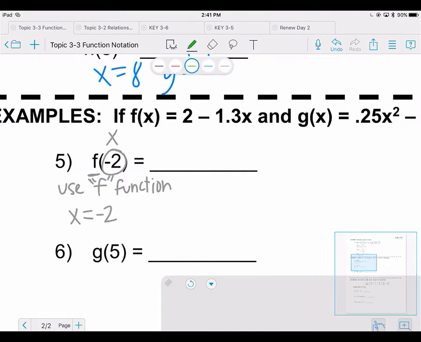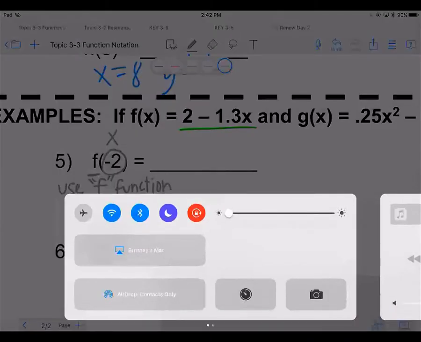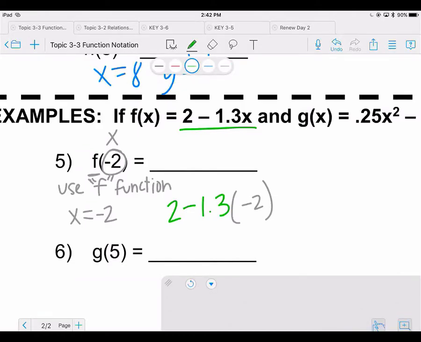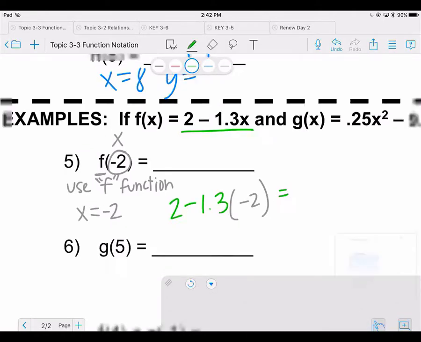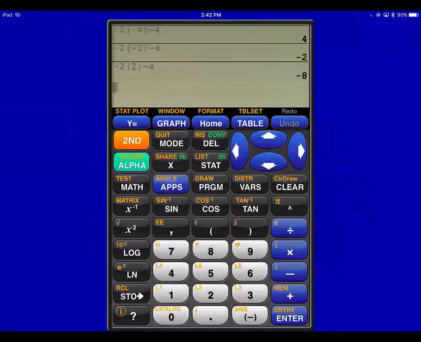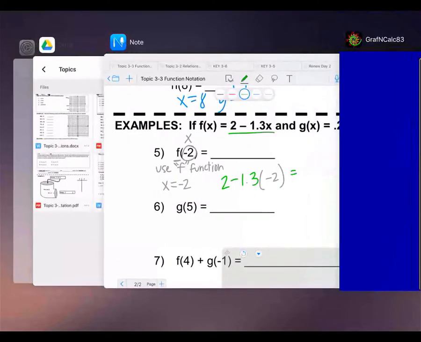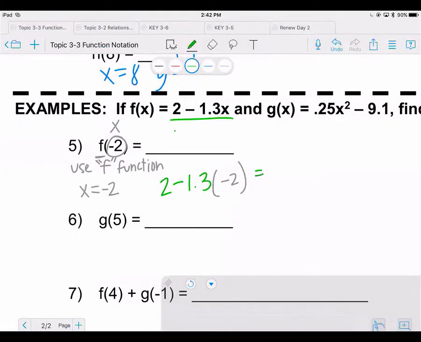So I'm going to use the f function, 2 minus 1.3, and then x is negative 2. And I can plug all of that into my calculator and figure out exactly what it is. 2 minus 1.3 times negative 2 is 4.6. And I can put it here or here.